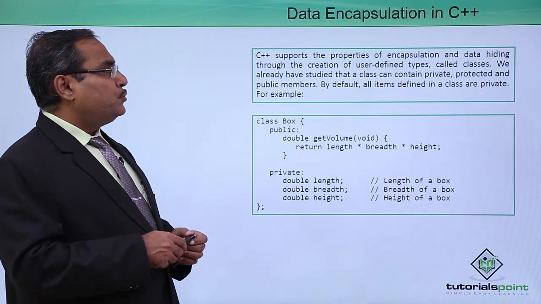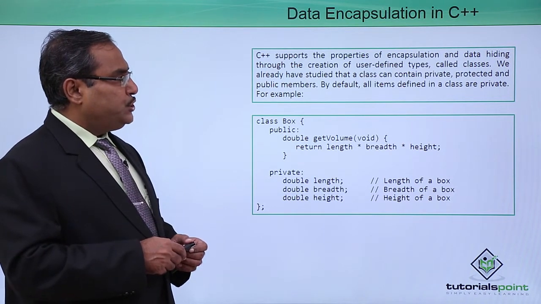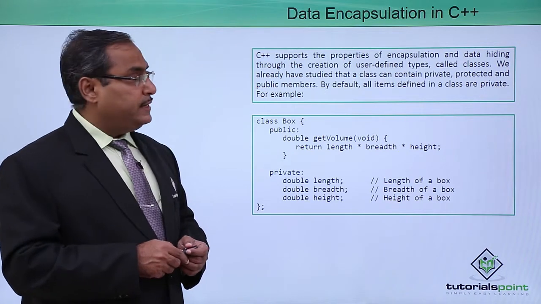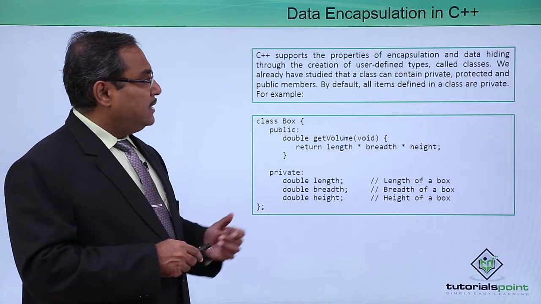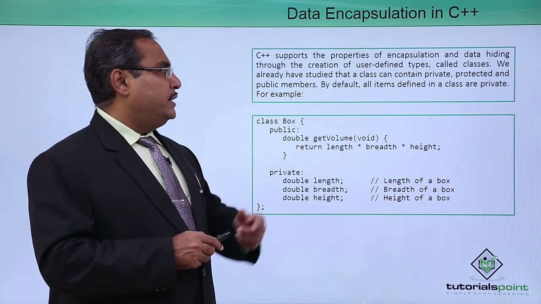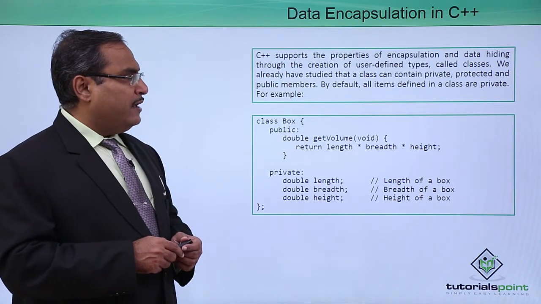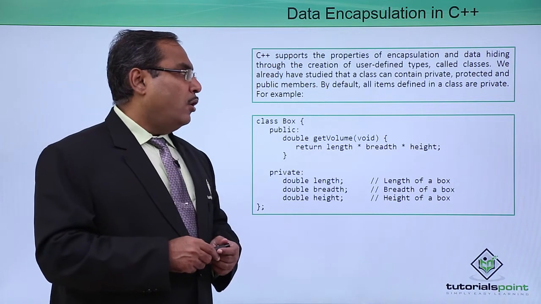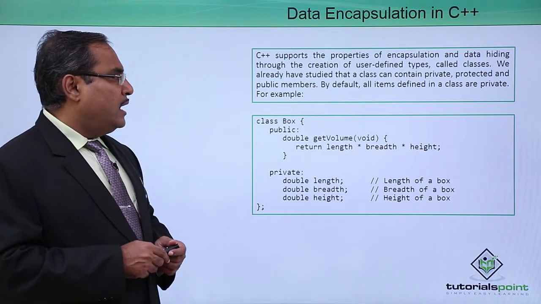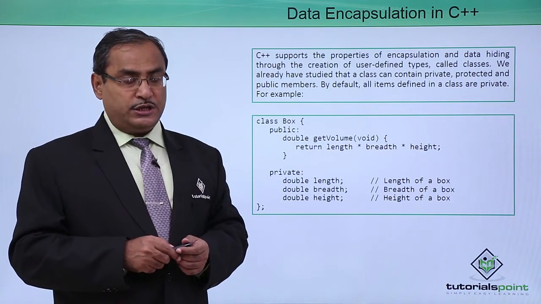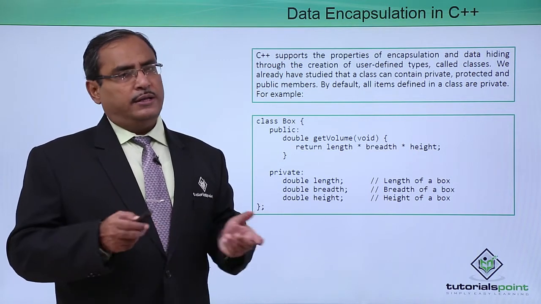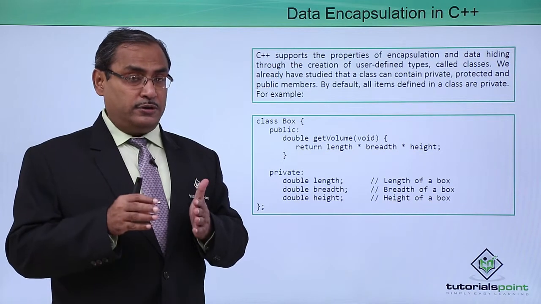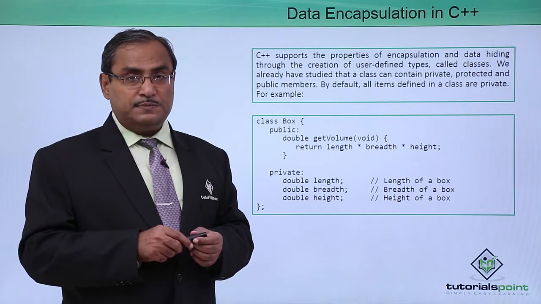C++ supports the properties of encapsulation and data hiding through the creation of user-defined types called classes. We have already studied that a class can contain private, protected and public members. By default, all items defined in a class will be under the private section. If we don't mention any section, then obviously it will be under the private section. So that is the default section for C++ programming.